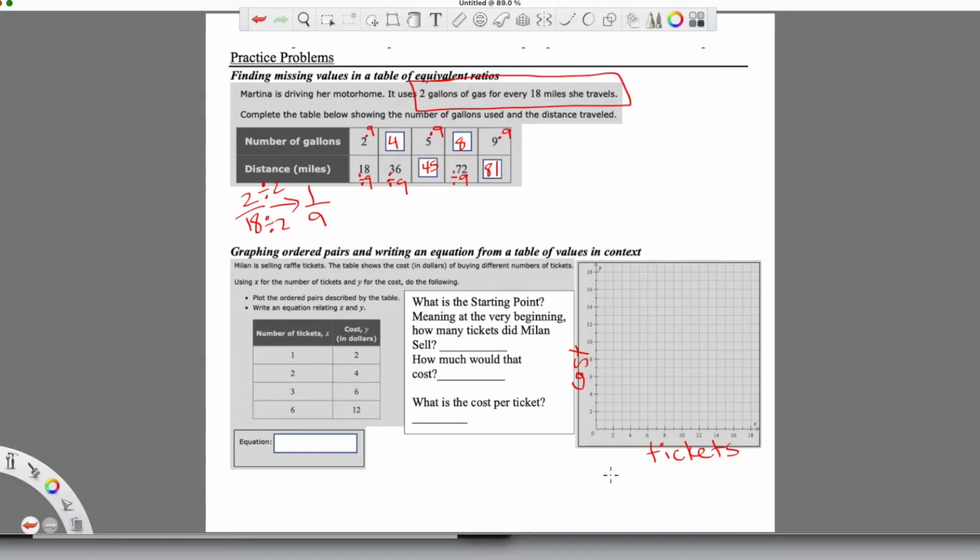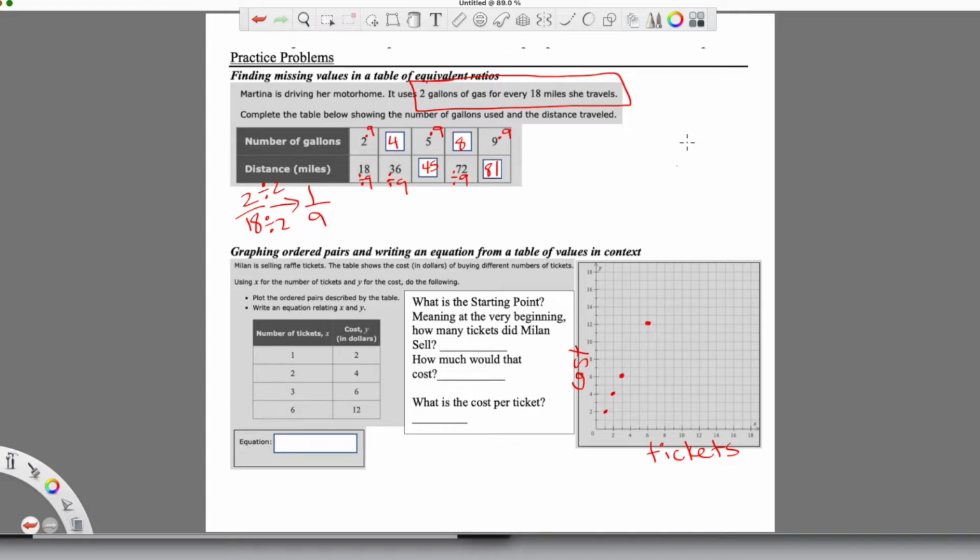So the first one, if I buy 1 ticket, it costs me $2. Second one, if I buy 2 tickets, it costs me $4. If I buy 3 tickets, it costs me $6. And if I buy 6 tickets, it costs me $12.